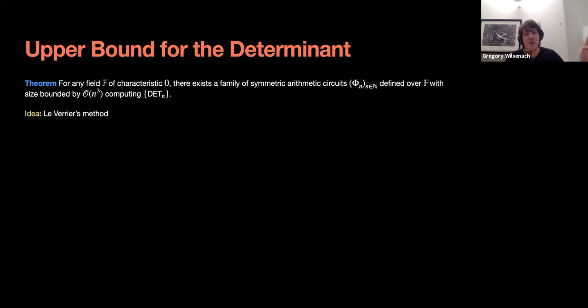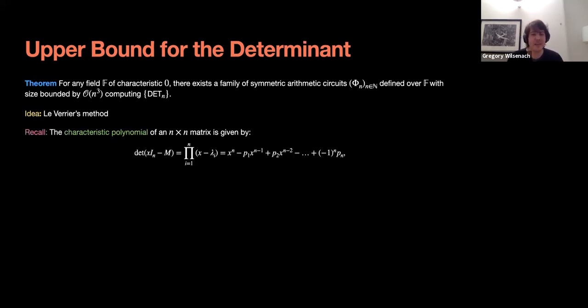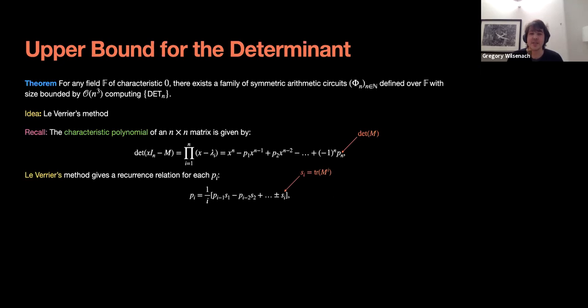And the one-line description of what you do is you use Lever's method. Let me flesh that out slightly. Recall the characteristic polynomial of an n by n matrix looks something like this. The important thing to recall is that that Pn over there is in fact the determinant of the matrix. And Lever's method gives a recurrence relation for each of these coefficients Pn in terms of these SIs, where each of these SIs is just the trace of the ith power of the matrix. So in other words, you can compute the determinant by implementing this recursive relation and computing Pn.